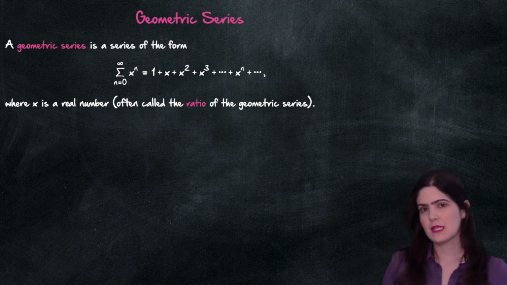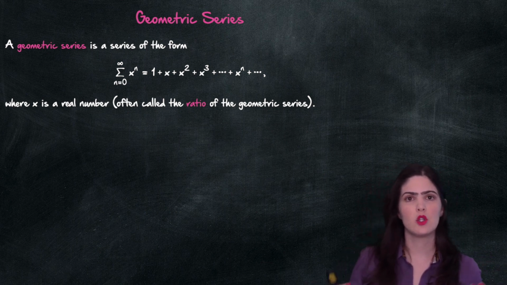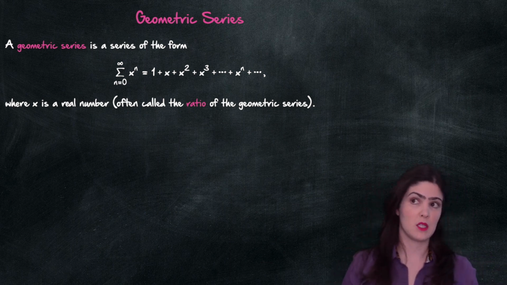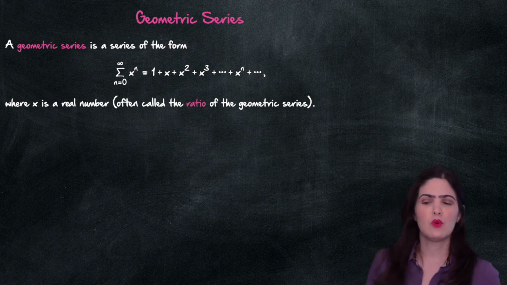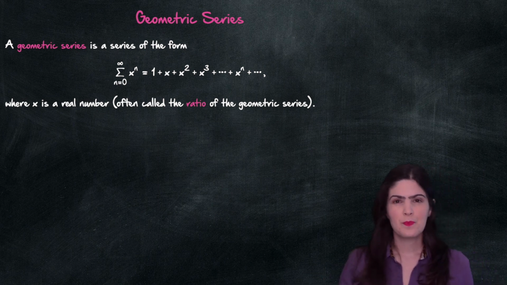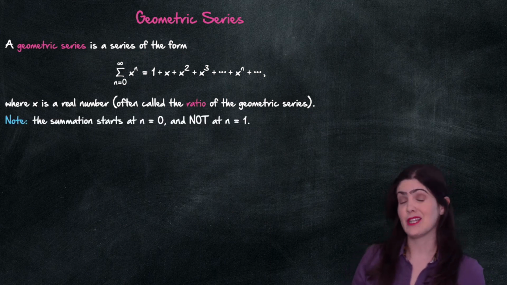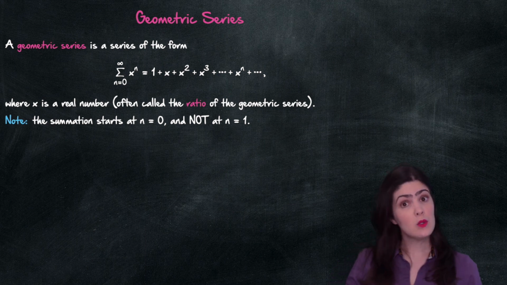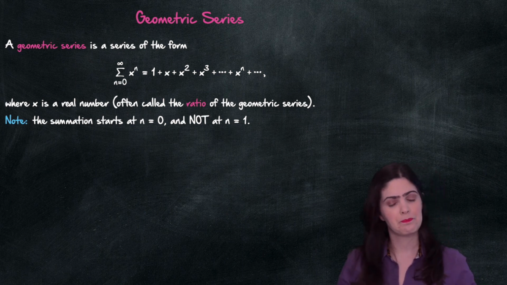A geometric series is a series of the form sum from n equals 0 to infinity of x to the n. So it's 1 plus x plus x squared plus x cubed, and so on. Here x is a real number and very often is called the ratio of the geometric series. And an important thing to note is that it started at 0 and not at 1. It's not a huge deal, but it will play an important role when we want to know the exact value of the sum.